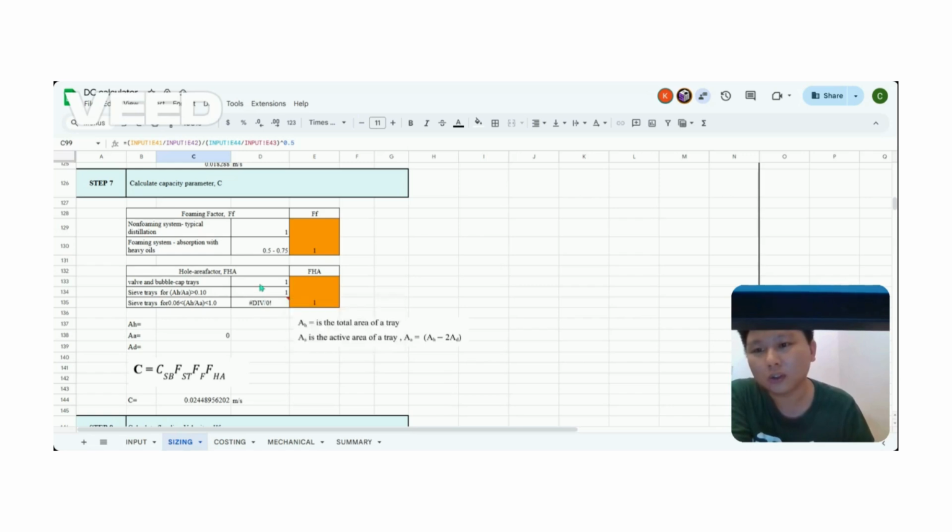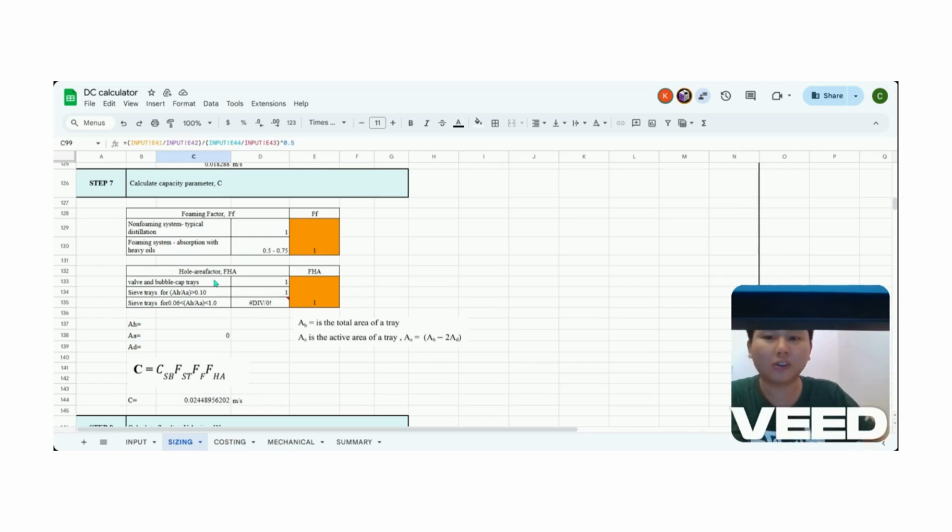For the foaming factor, there are two different scenarios or conditions. If the question mentions a non-foaming system, which is a typical distillation, then the foaming factor value will be 1. If it mentions that the system is a foaming system, such as absorption with heavy oils, then the foaming factor will be around 0.5 to 0.75.